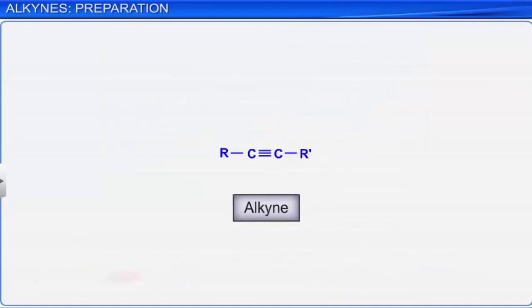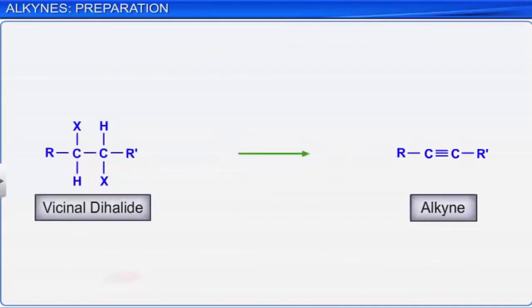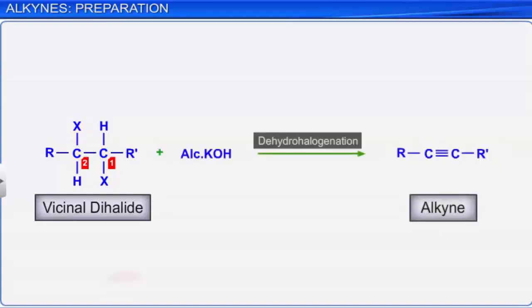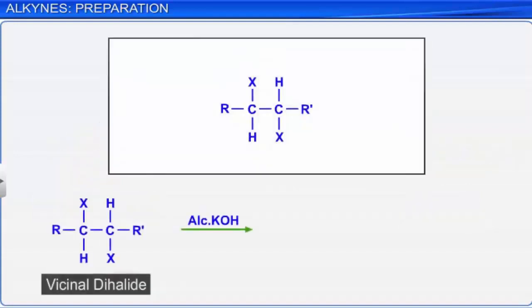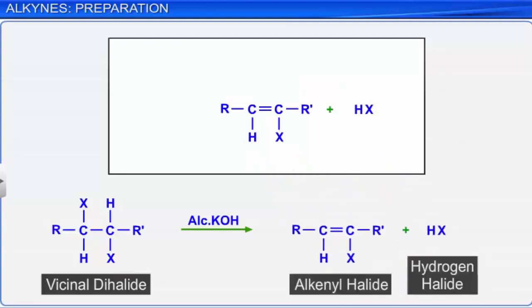Alkynes can also be prepared from vicinal dihalides, that is, 1,2-dihaloalkanes. A vicinal dihalide molecule has two halogen atoms, each linked to two adjacent carbon atoms. When treated with alcoholic potash, the molecule undergoes dehydrohalogenation. In dehydrohalogenation, first, an atom of halogen on one carbon and an atom of hydrogen present on the adjacent carbon in the alkyl dihalide are eliminated as one molecule of hydrogen halide. This results in the formation of alkenyl halide.